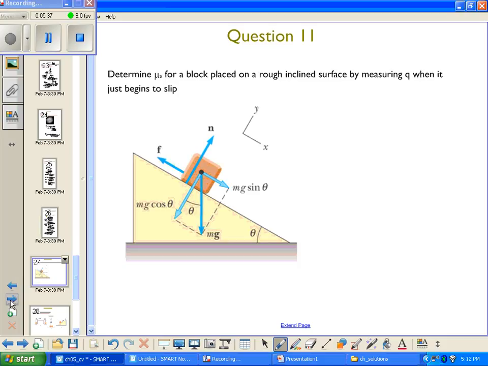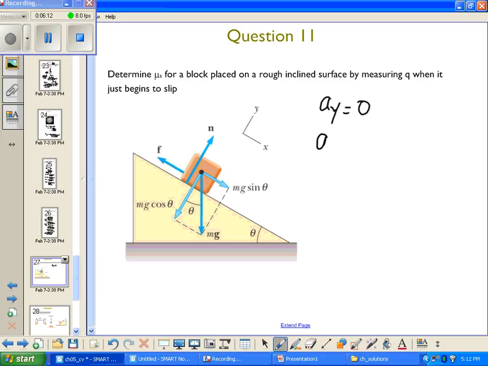Question 11. Determine the coefficient of static friction, μs, for a block that is placed on a rough inclined surface by measuring the angle theta, when it just begins to slip. Now here's something we have to keep in mind. The acceleration along the y direction of this block will be equal to 0 since it will maintain contact with the incline.